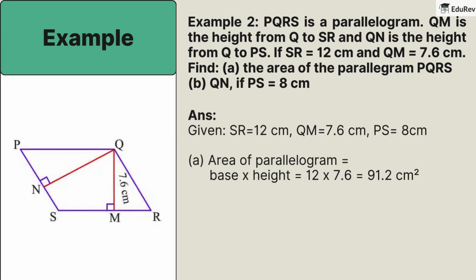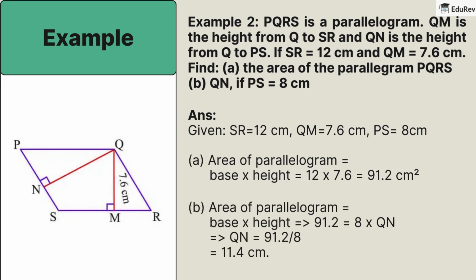For A, the area of the parallelogram is calculated as area is equal to base multiplied by height is equal to 12 multiplied by 7.6 is equal to 91.2 square centimeters. For B, we use the area of the parallelogram, which is 91.2 square centimeters, and set it equal to the area computed using base PS. 91.2 is equal to 8 multiplied by QN. Hence, QN is equal to 91.2 divided by 8 is equal to 11.4 centimeters.